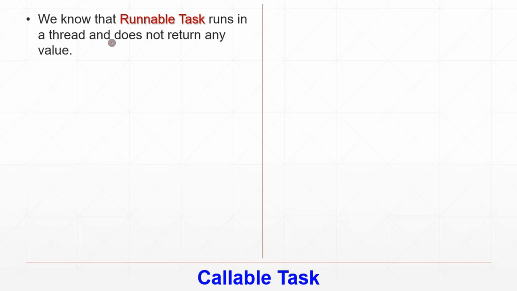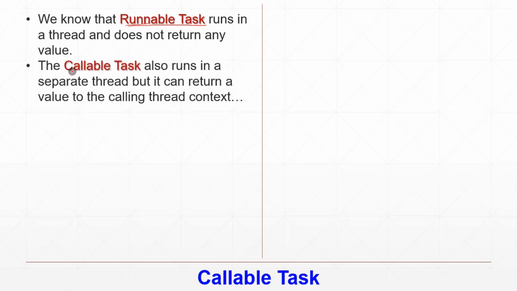We know that runnable tasks run in a thread and do not return any value. So we saw that multiple times in our previous videos, and it does not return any value, the runnable task. The callable task also runs in a separate thread, but it can return a value. So to the calling thread context, the callable task will return a value.